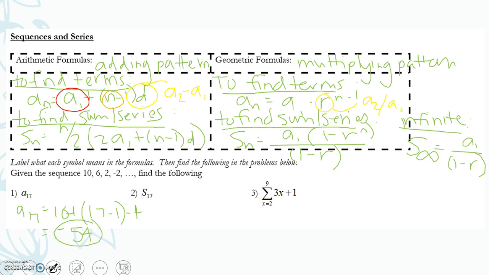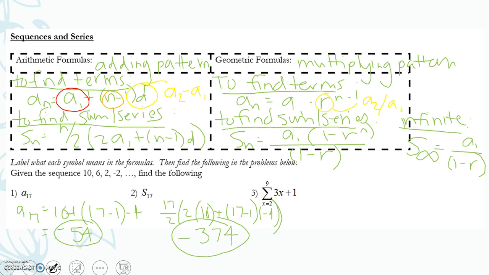Number 2 asks now S17, so the sum or series of the 17th term. So I plug it in to the S formula. So I do N, again, 17 over 2, times the first term, plus N again, and the difference again is negative 4, not minus 4. Plug it right in my calculator, and I get negative 374.